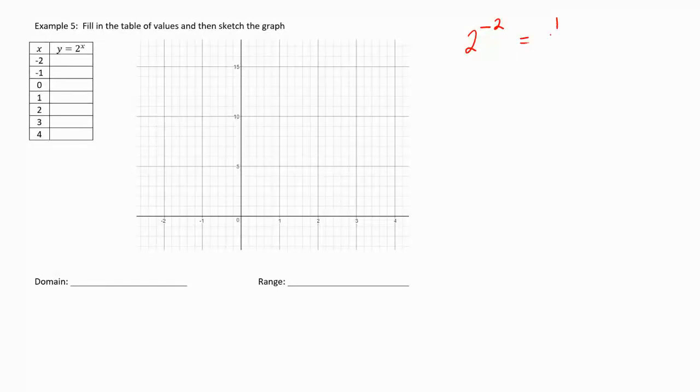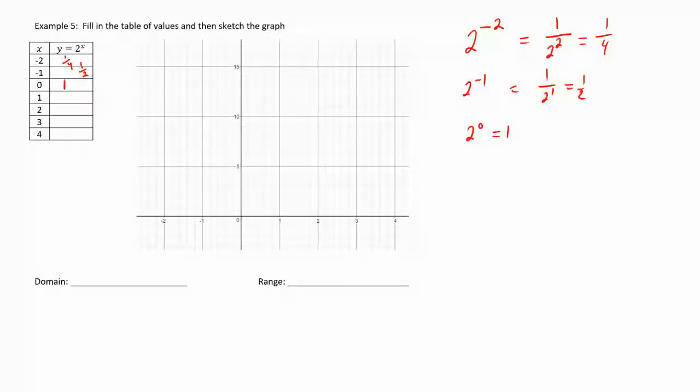Now, review from our exponent rules, guys, from math 10. 2 to the -2 is the same thing as 1 over 2 squared, which is 1 over 4. So that means our first value is 1/4. 2 to the -1 is 1 over 2 to the 1, or 1 over 2, which is just 1/2. So this value is 1/2. 2 to the 0 equals 1. 2 to the 1 equals 2.